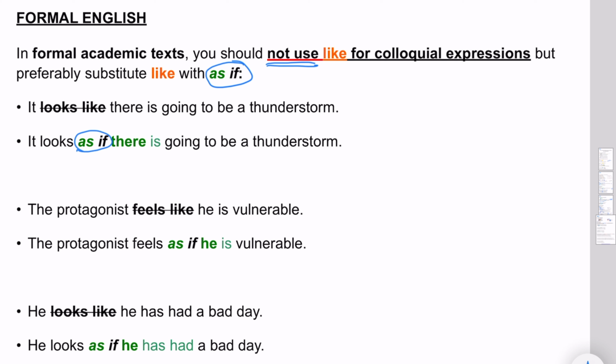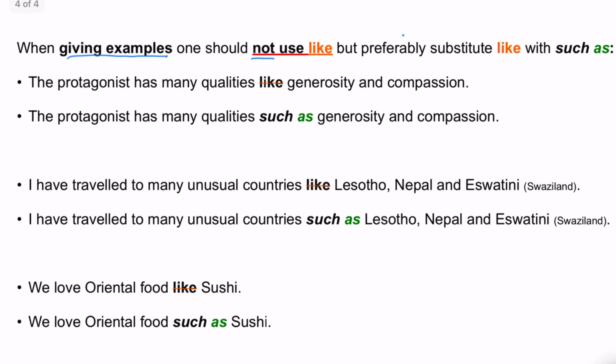Or the protagonist feels like he's vulnerable. You can't say that. You should say the protagonist feels as if he's vulnerable. Looks like he has had a bad day. Looks as if he's had a bad day. They are perfectly good expressions in colloquial English, in spoken English, but not good for English which is formal, such as in academic texts.